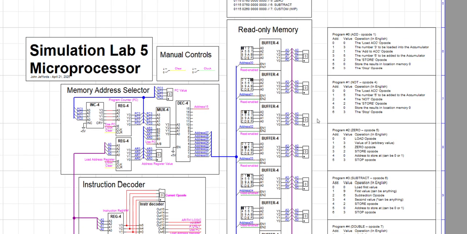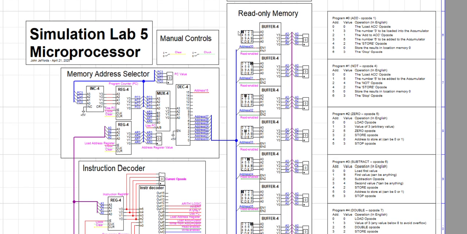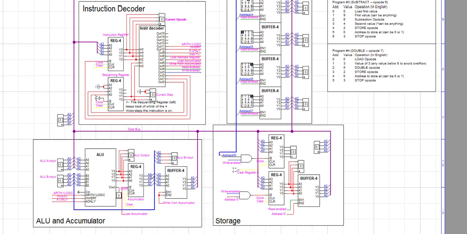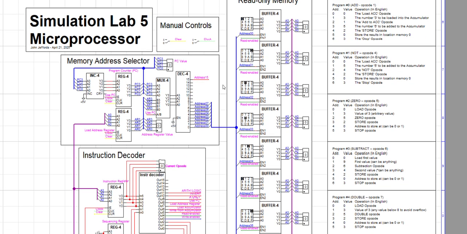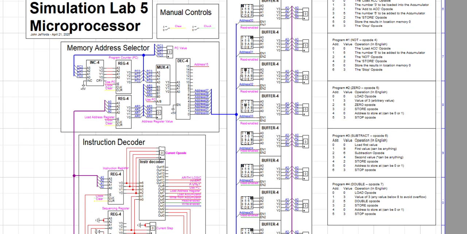So I'll show you the first program, which is the add program. The first step is this 0 operation. It basically just loads this accumulator down here. This is the accumulator. And then we're loading the value 3. It's just an arbitrary number to show off the add function.